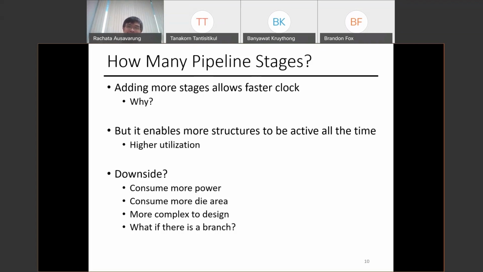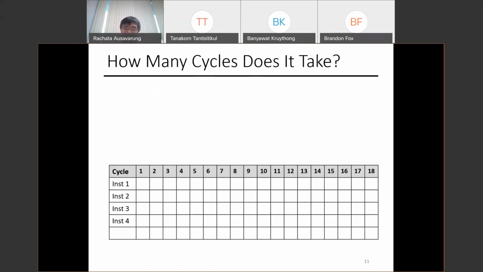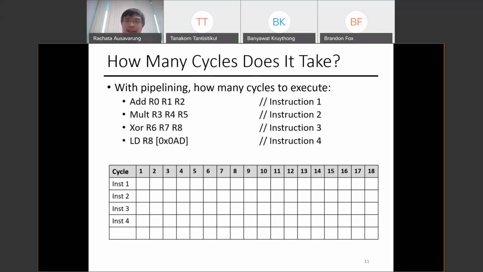But let's talk about a real assembly code and figure out how many cycles it takes. The table down here is for me to denote the different stages for each instruction over here, right? So with pipelining, how many cycles do I have to spend to execute this code?